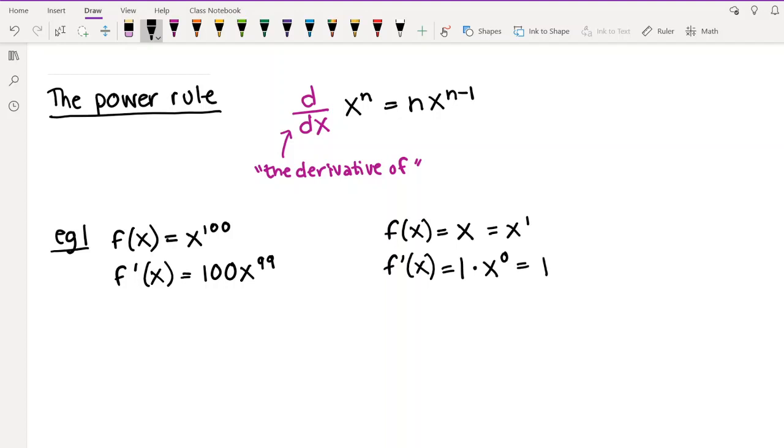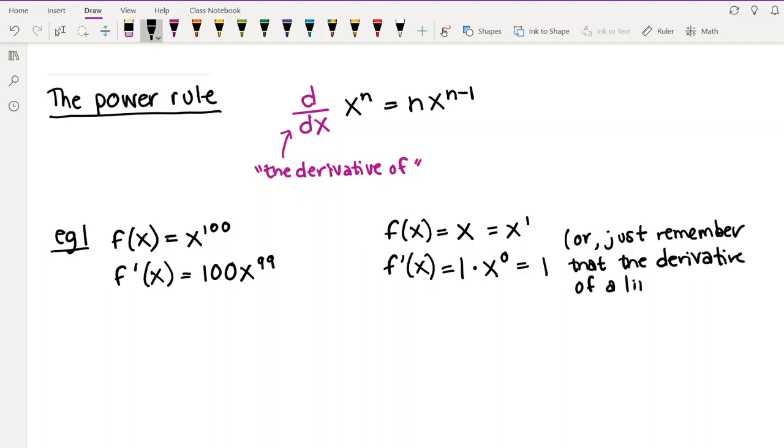So maybe let me put a note here that I'm showing this to you because I wanted you to see that the power rule does still work for linear functions. However, I wouldn't do it like this. I would just remember the fact that if you have a line, the derivative is just the slope. So I'll just say that: just remember that the derivative of a linear function is its slope.